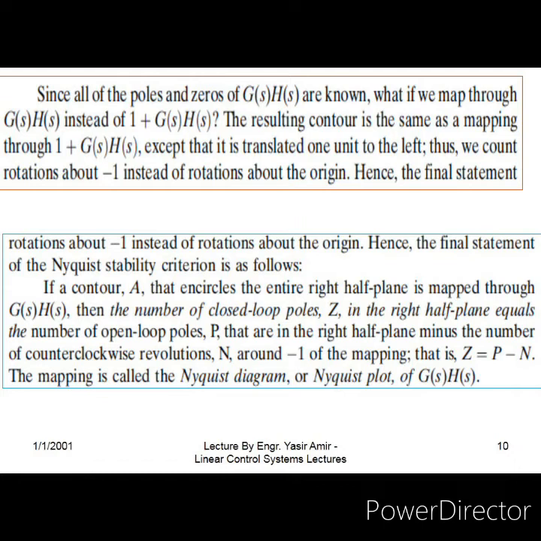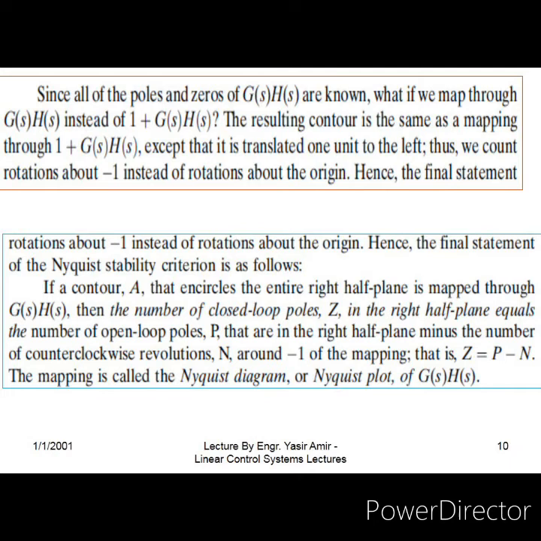Then the number of closed loop poles is Z. The number of closed loop poles means the poles of the closed loop transfer function G upon 1 plus GH, which we are worried about, that they should not be on the right hand side of the j-omega axis. Their number is represented by Z, and they are those on the wrong side of the j-omega axis. Z represents only those poles on the right hand side of the j-omega axis, the unstable closed loop poles of the closed loop transfer function.